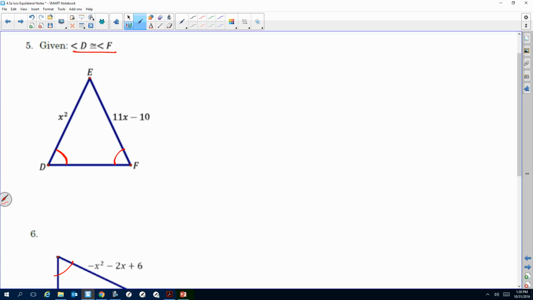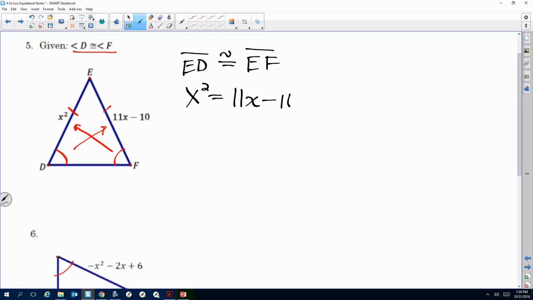Since I know that, what can I conclude? The sides are equal. So I'm going to go ahead and put my tick marks to show that the sides are equal. Now that I know the sides are equal, basically I have ED is congruent to EF. I can make that conclusion knowing that the angles are congruent. So how would I write the equation to solve for x? Because they want us to solve for x here. Yes, x squared equals 11x minus 10.